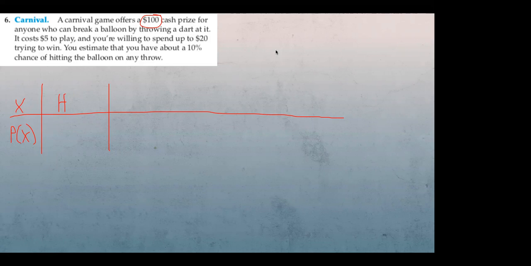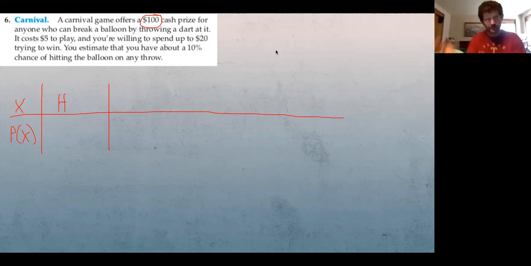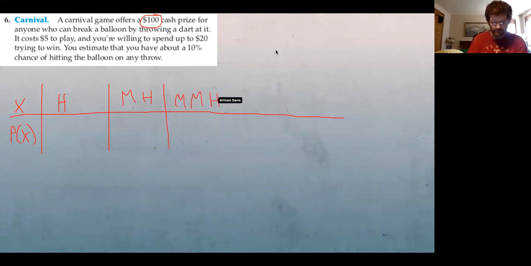Hitting it on the second try. There you go. I might hit it on the first. I might hit it on the second, which would be a miss and a hit. I might hit it on the third, right? I might hit it on the fourth. Now, because it's $5 to play and you're going to spend $20, you only have 4 throws. So you might hit it on the fourth.